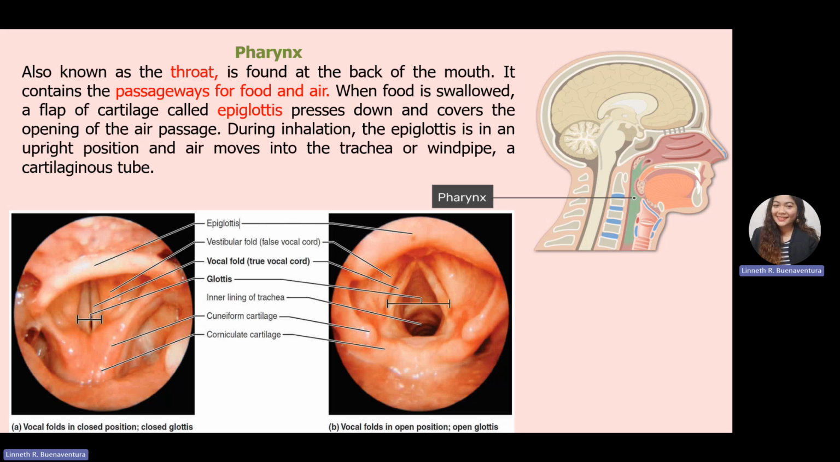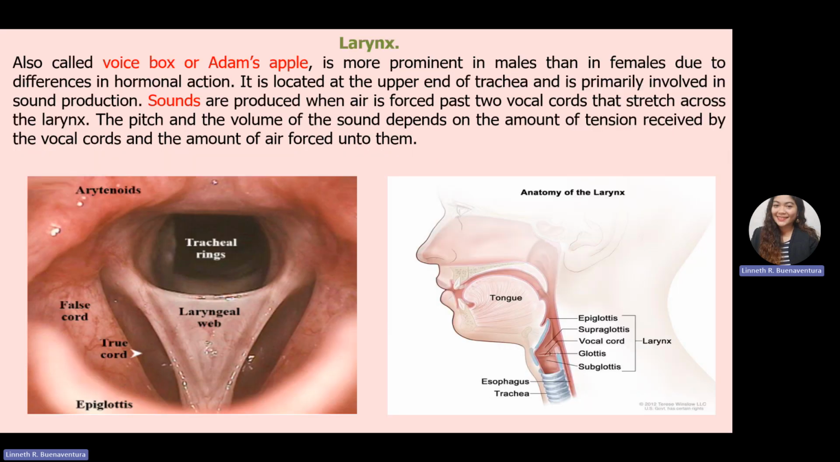So here is the pharynx and epiglottis. The third stage where the air flows is in the larynx. Larynx is also known as voice box or the Adam's apple. So it is more prominent in males compared to females.